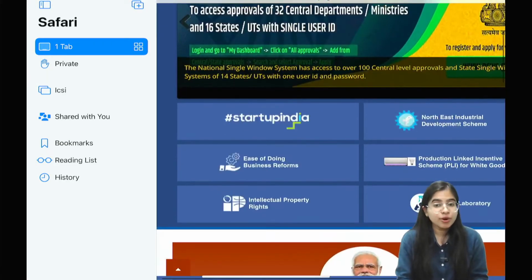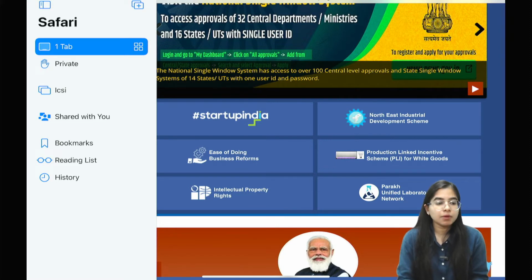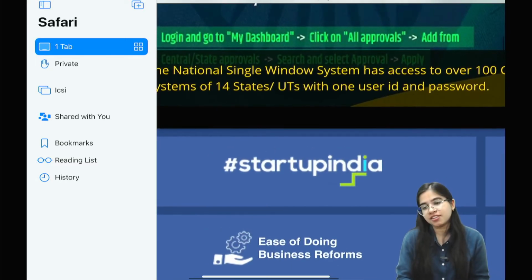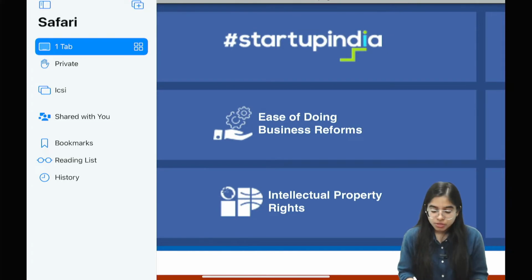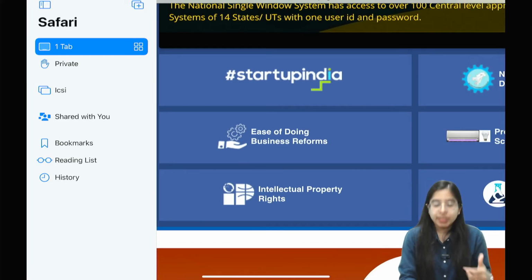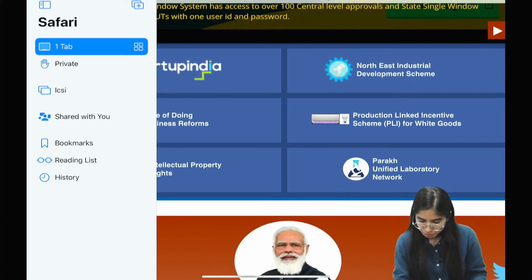If you want to make a startup company, if you want to do some innovation, with whom do you have to register? You have to register with DPIIT. DPIIT is responsible for promoting intellectual property. DPIIT is responsible for promoting ease of doing business in India.